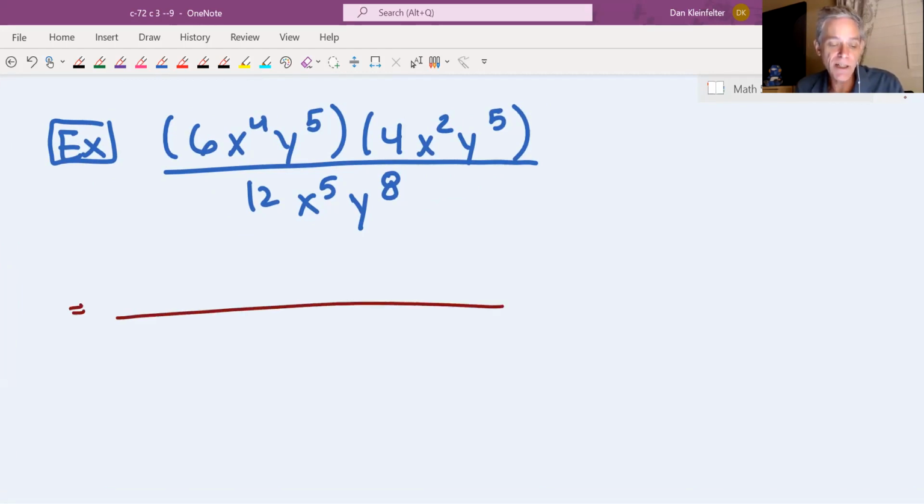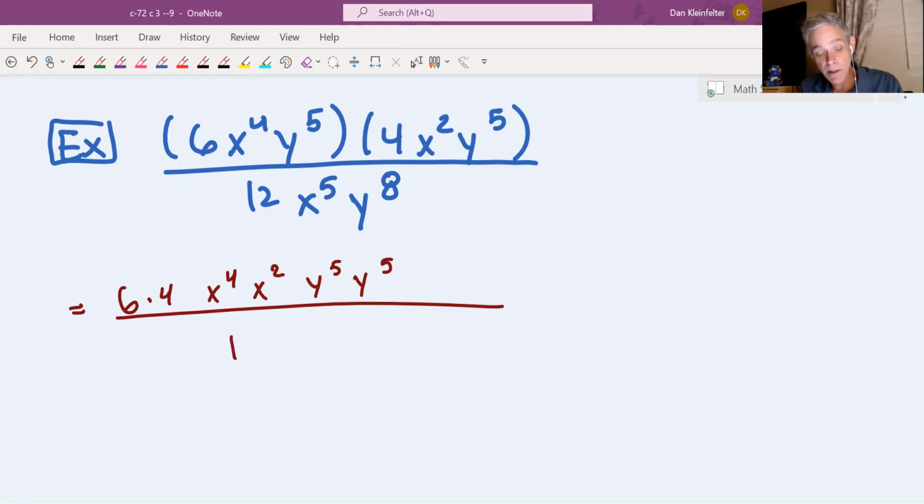So the first thing I'll do is the whole numerator is stuff that's being multiplied. Since this one is a little larger, I'm going to rewrite things using the commutative property so that I can put like the same variables together. So in numbers, we have 6 times 4. X's, there's an x to the 4th power and an x squared. In y's, I see a y to the 5th power and another y to the 5th power. There were 6 things. All right, 2 numbers, 2 x's, 2 y's.